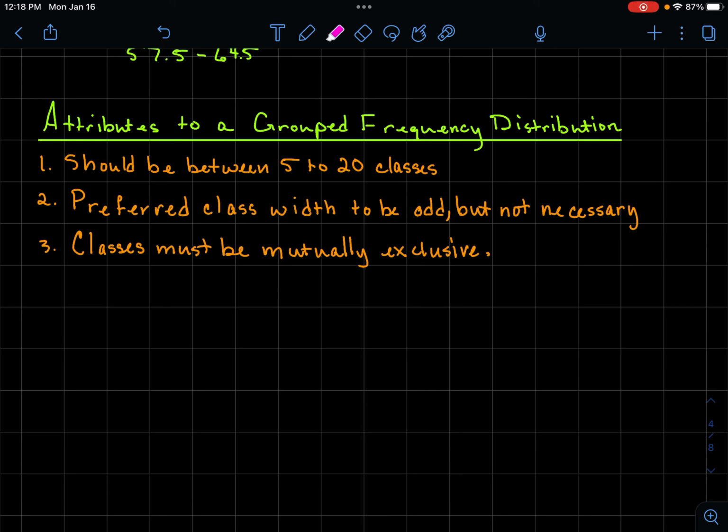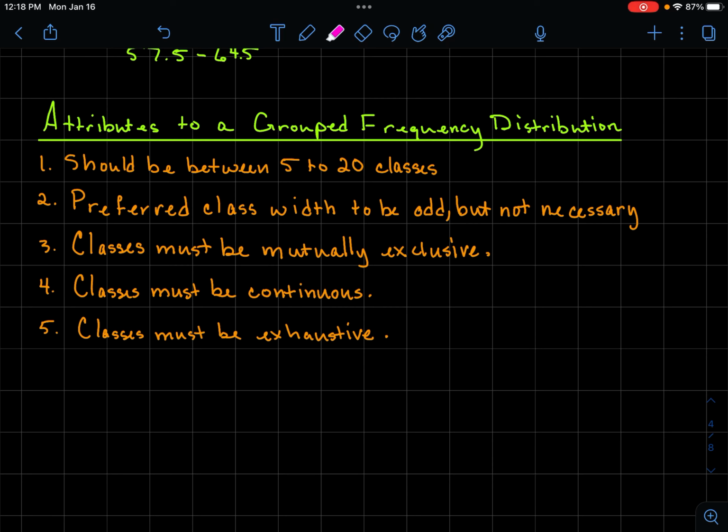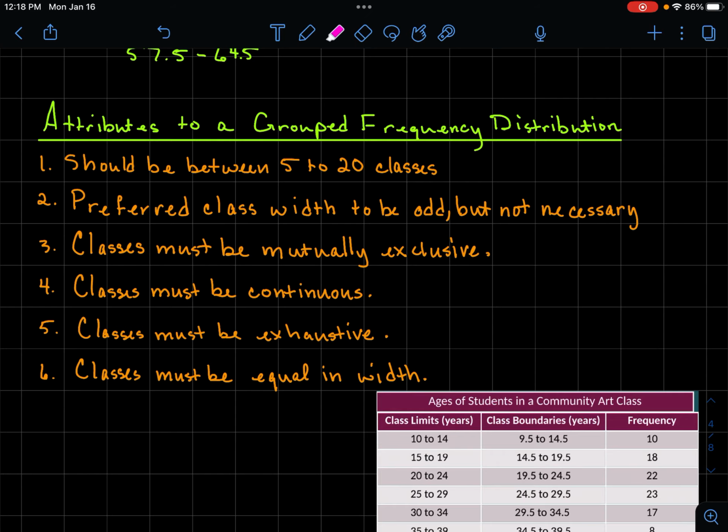Three, your classes must be mutually exclusive. You shouldn't have a data point that is in one class that could also fall into a second or a third class. It should only fit into one class. Four, your classes must be continuous. There shouldn't be any gaps. Five, classes must be exhaustive. All of your data has to fall within a class somewhere. You shouldn't have a data point that falls outside of one of your classes. And finally, six, your class widths must all be equal.